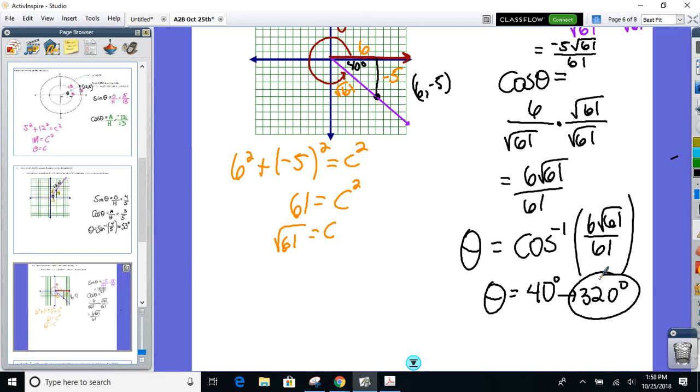The angle I started with at the beginning of the problem was in the fourth quadrant. That was its reference angle you found. 320 is the actual angle. Okay?